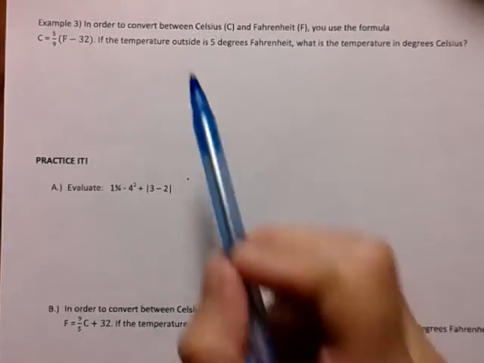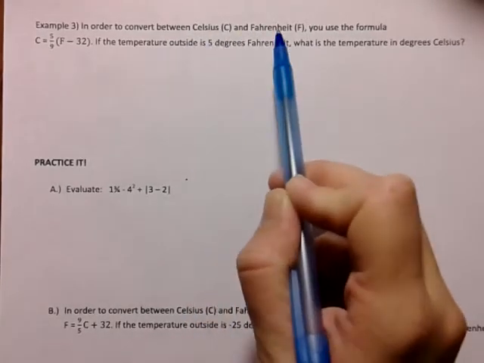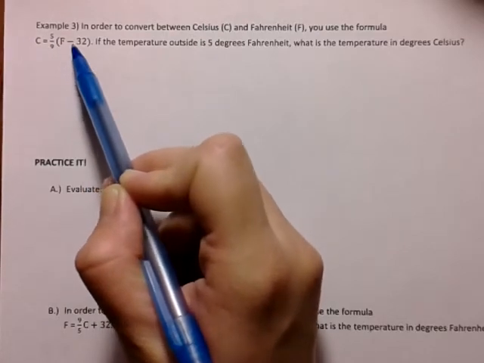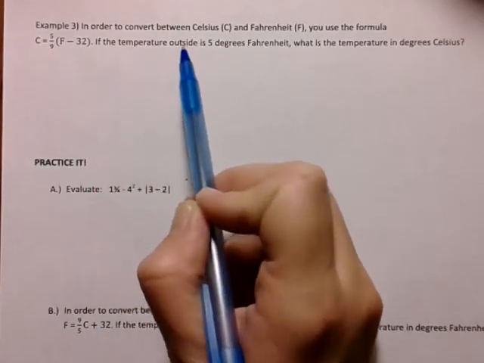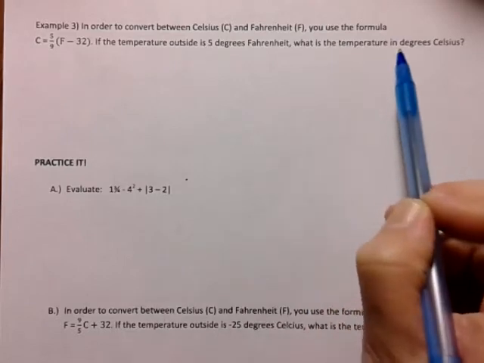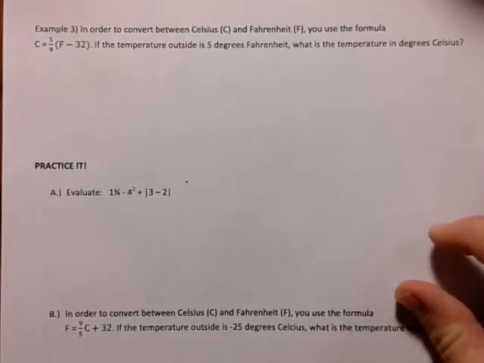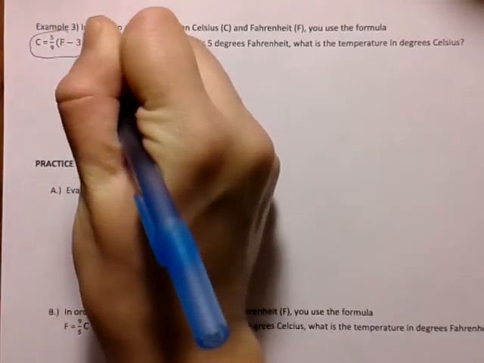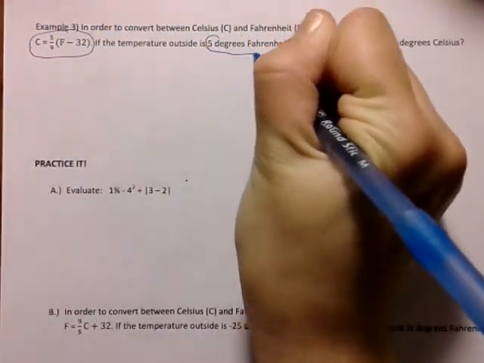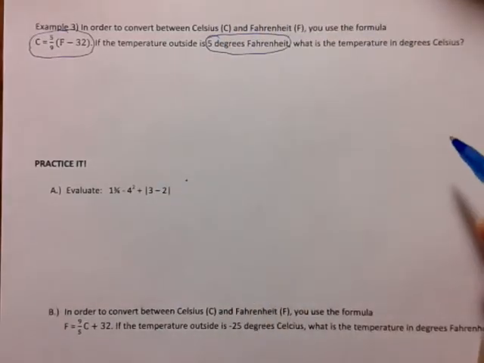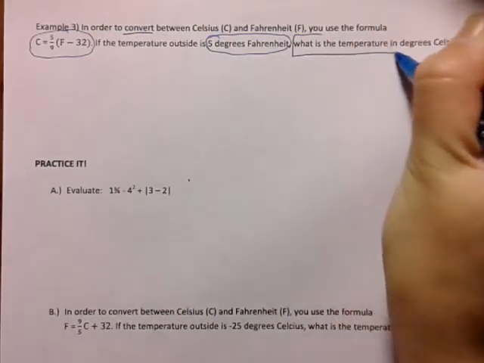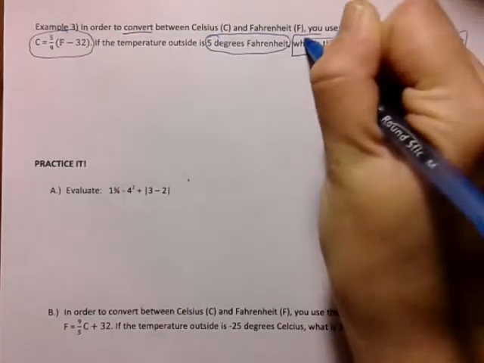Example number 3. In order to convert between Celsius and Fahrenheit, you use the formula C equals 5/9 times (F minus 32). If the temperature outside is 5 degrees Fahrenheit, what is the temperature in degrees Celsius? Again, first thing I always do is CUBE my problem when I have a word problem. So I'm going to circle all my numbers, my formulas, and the units to go with them. I'm going to underline some key words like convert. And I'm going to box my question: what is the temperature in degrees Celsius?